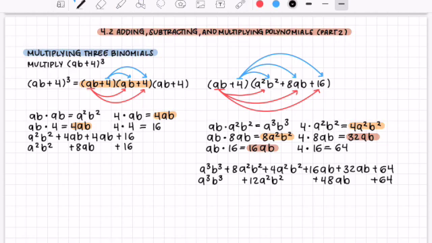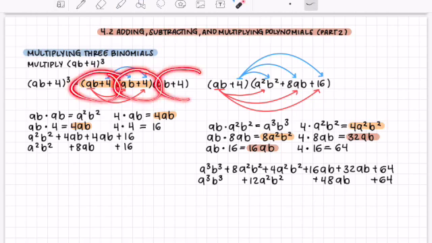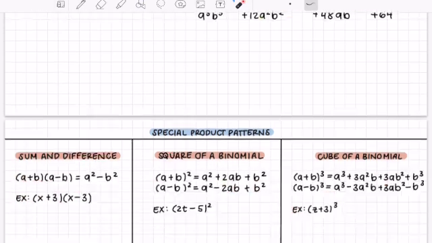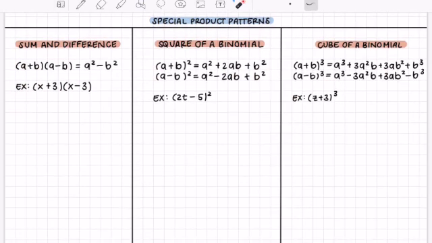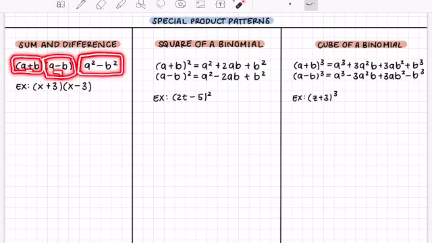Now, doing this consistently is going to take a lot of time. And so, rather than having to go through multiplying all three terms and foiling every single one of them, there are a few special patterns that we can discuss. Three of them would be the sum and difference formula, where if you know that the two terms are the same, and one of them is adding and the other one is subtracting, you know that the formula here would be a to the power 2 minus b to the power of 2.